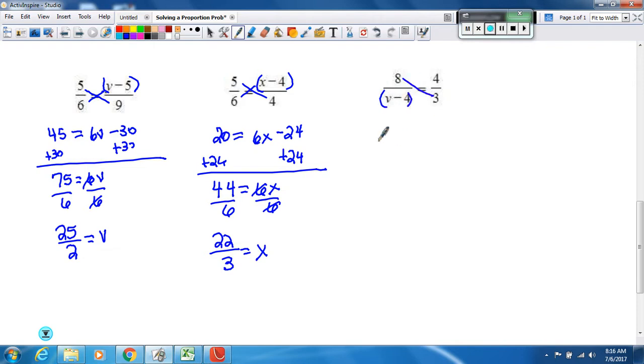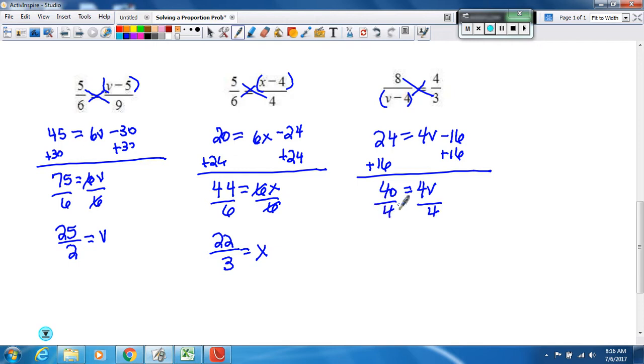8 times 3 is 24, equals 4 times everything. 4 times v is 4v. 4 times negative 4 is negative 16. I'm going to add 16 to both sides. 40 equals 4v. Divide both sides by 4. 40 divided by 4 is 10. The answer is 10.